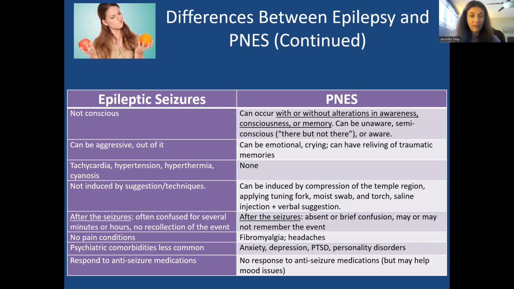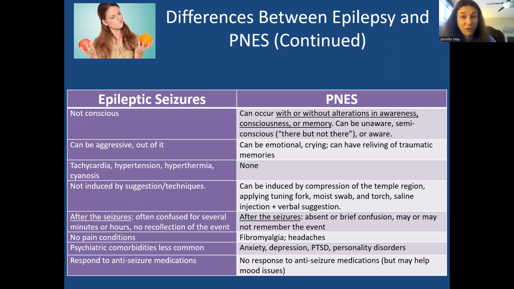There are certain medical things that can happen during epileptic seizures that don't happen during PNES. So those could include tachycardia, which is a rapid heartbeat, hypertension, which is high blood pressure, hyperthermia, which is when your core body temperature goes up, and cyanosis, which is a lack of blood flow or oxygen to certain areas of the body, and it looks blue. But that does not happen in PNES.